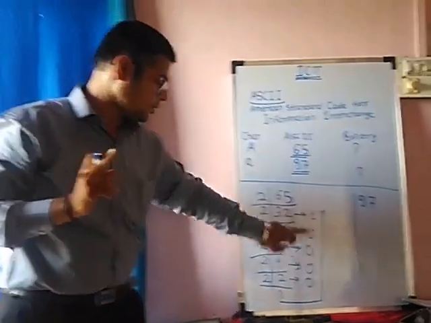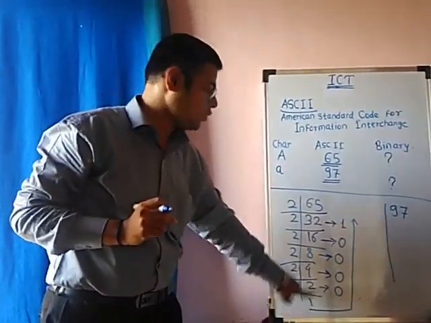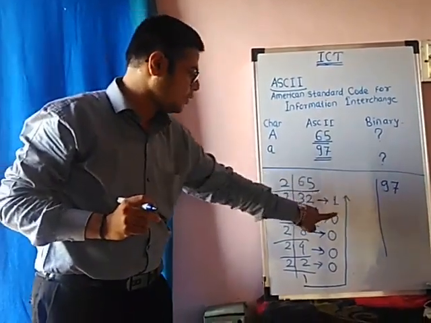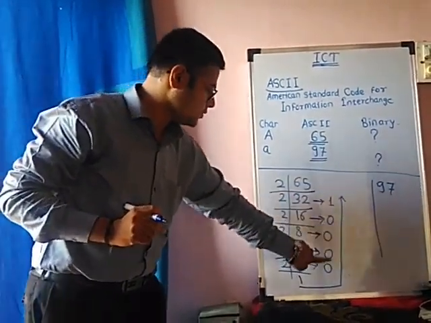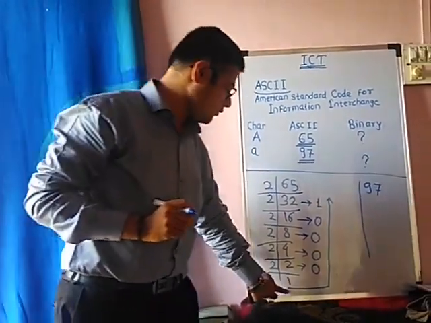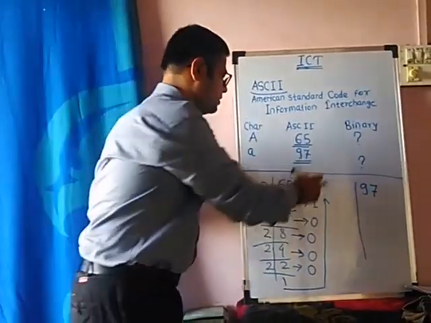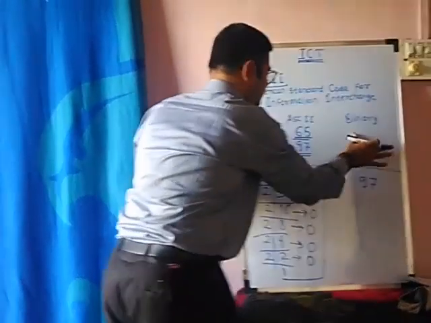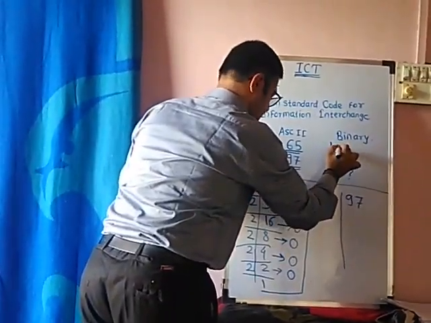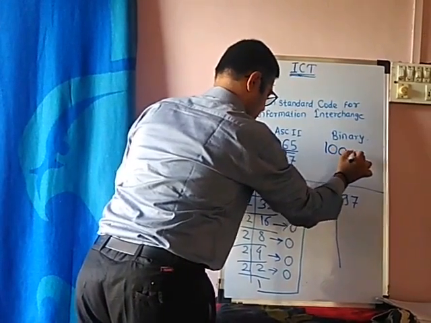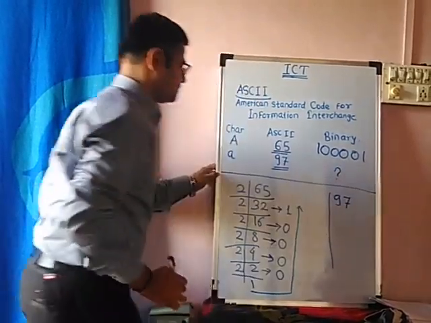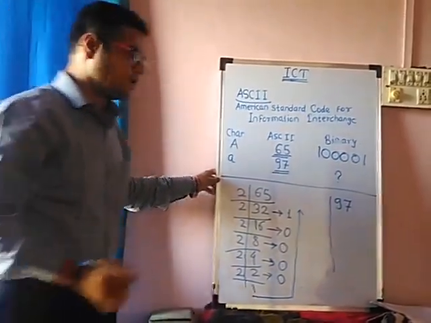And remember the order. You have to count from the bottom, not from the top. If you count from the top, for this case it will be okay, because see, 1 0 0 0 0 and 1. But always remember you have to count from the bottom. So let me write the binary equivalent of 65: 1 0 0 0 0 and 1. Now the next example I am going to solve.